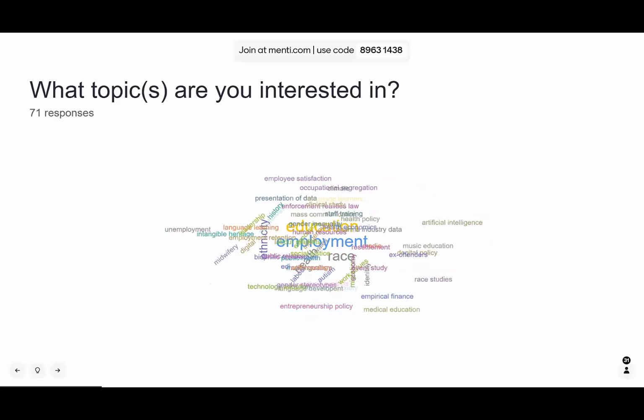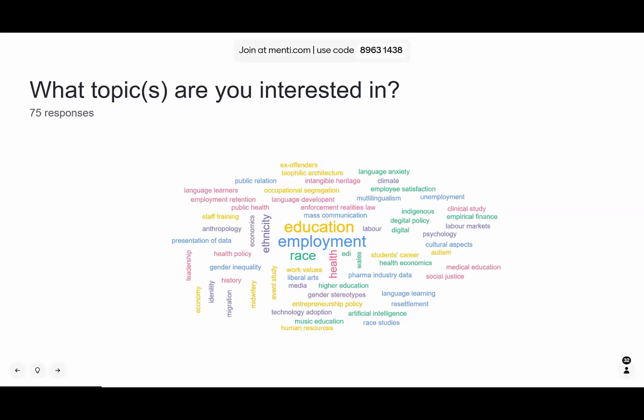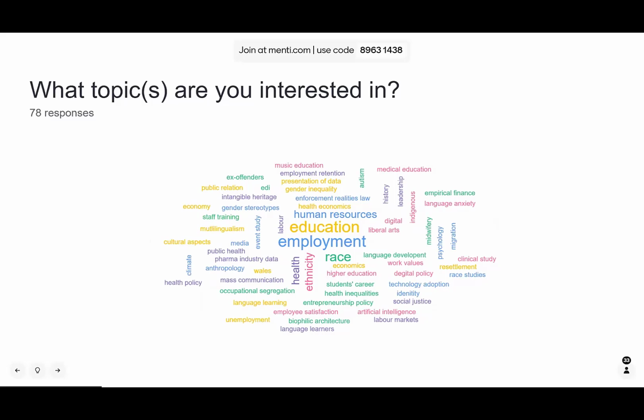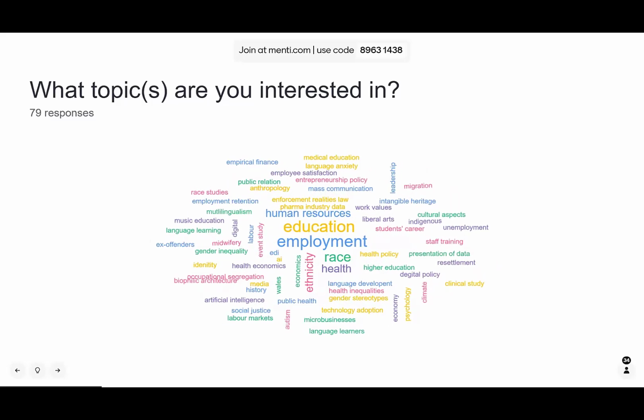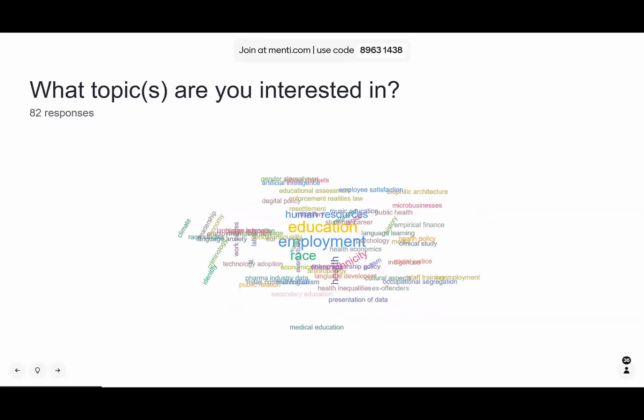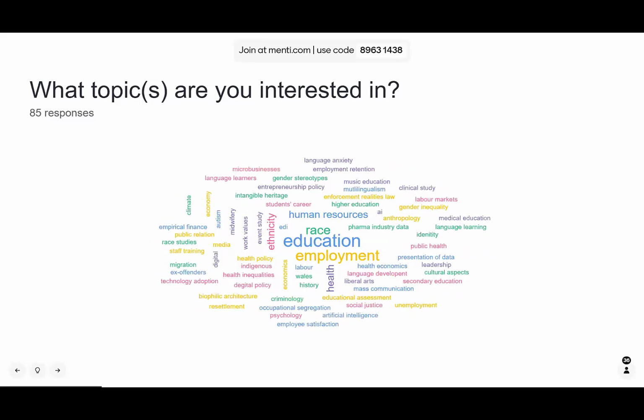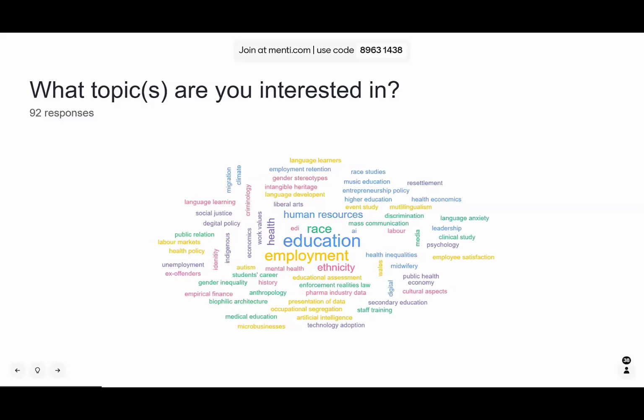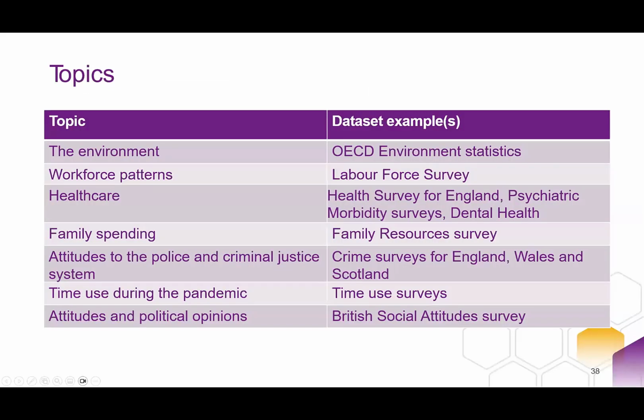So, I'm just going to have a quick look in the chat. I can see politics, nutrition, mental health, psychometric assessments. So yeah, it looks like we've got a wide range of topics, but mostly education, employment, and things around race and ethnicity. So, as I said, some of you might already know your topic area, but if not, here's a little bit of an idea of some of the data available and the data sets that cover these topics.